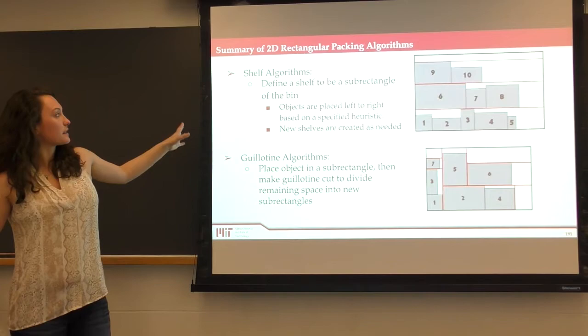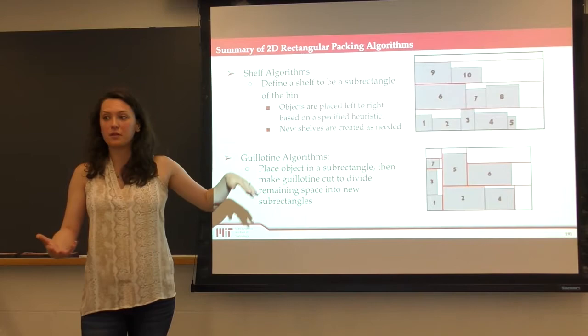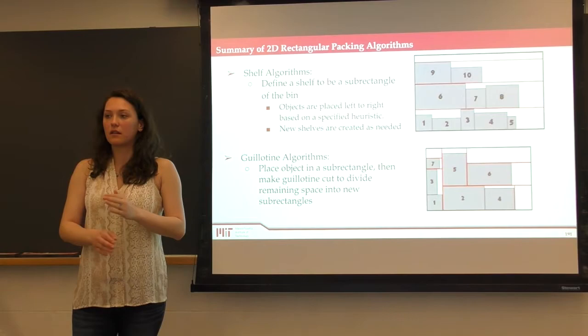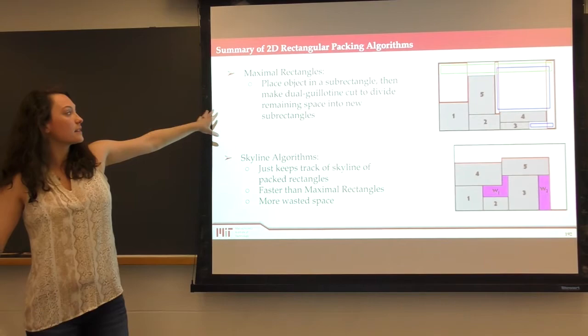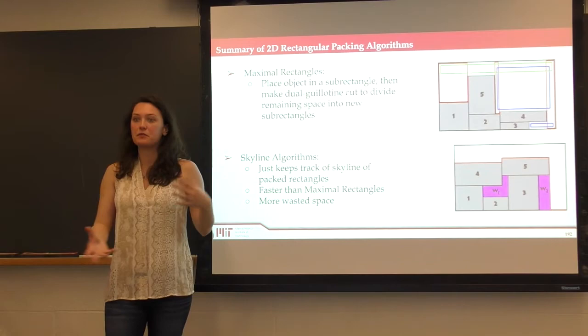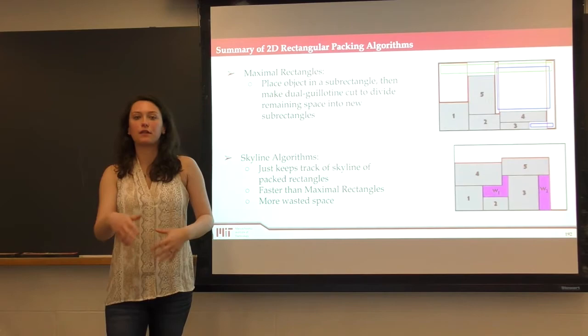So just as a summary, shelf algorithms: you basically define shelves and you try to pack all of the objects onto those shelves. Guillotine algorithms: instead of defining shelves, you make cuts along the space to pack bins in where they fit. Maximal rectangles: you place objects in the sub-rectangles, you make the dual guillotine cut to keep track of all the different possible places you could put new objects. And then skyline algorithms just keep track of the skyline to figure out where you can place new objects.